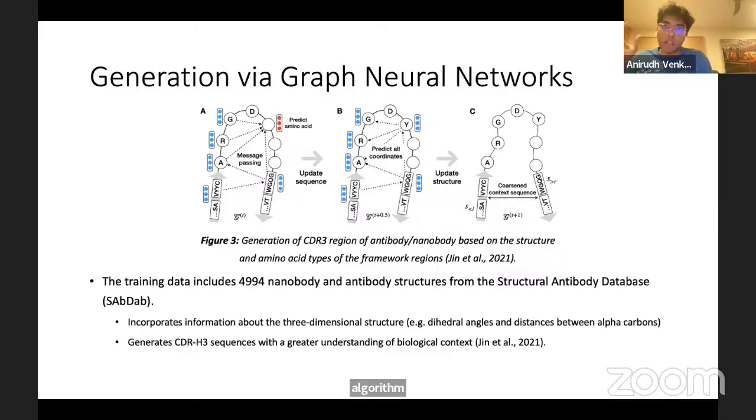And what I wanted to do was make sure that the CDR3 sequences that were generated, once grafted into the nanobody, would create a biologically sound structure. So in order to do that, I leveraged Jin et al.'s algorithm, refined GNN, in which he trained a graph neural network to predict the sequence and structure of a CDR3 sequence in the context of an entire nanobody. So what it does is it incorporates information about three-dimensional structure, and these include the dihedral angles and distances between alpha carbons. And the dihedral angles are the angles between the bonds, and the distances between the carbons in the amino acids are also incorporated. And this creates CDR3 sequences with a greater understanding of the actual biological context.